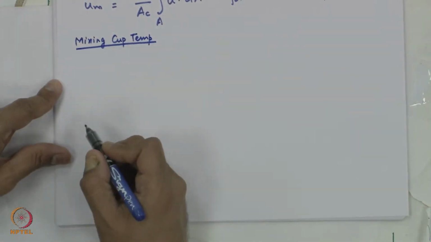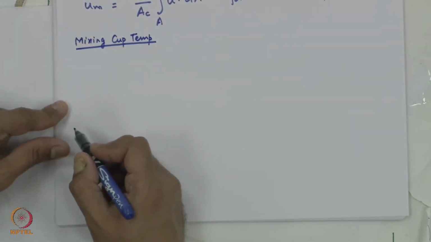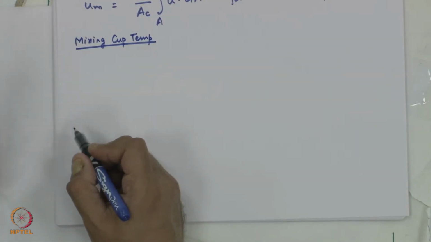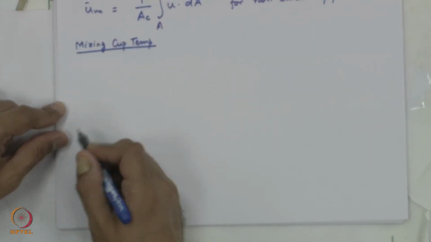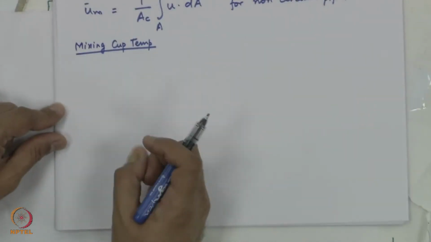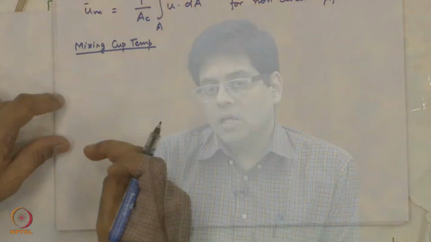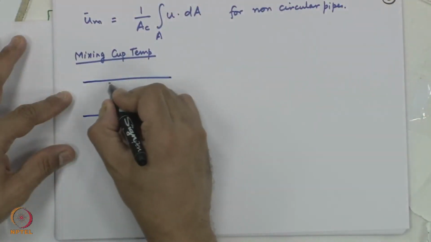Mixing cup temperature or average temperature refers to the energy content associated with the fluid. The energy content associated with the fluid is nothing but the enthalpy carried by the fluid through a given cross section, and I think everybody is comfortable and can understand this.